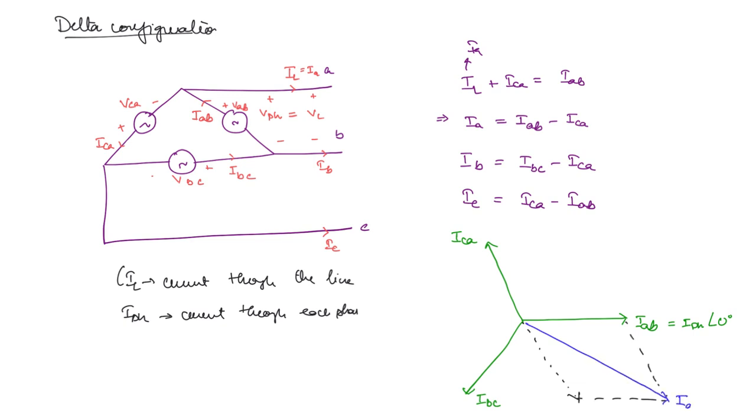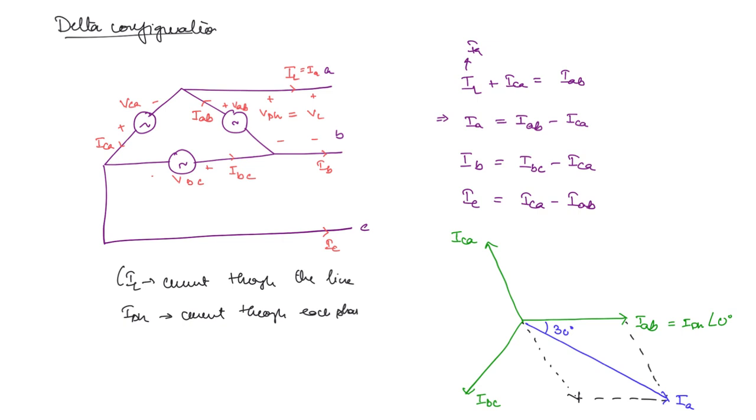This is IA. With a similar explanation, just like in the previous star configuration, this angle you are going to get 30 degrees. You can verify. This is going to be 30 degrees. So you can see here that the line current in the case of a delta configuration is going to lag the phase current by 30 degrees.